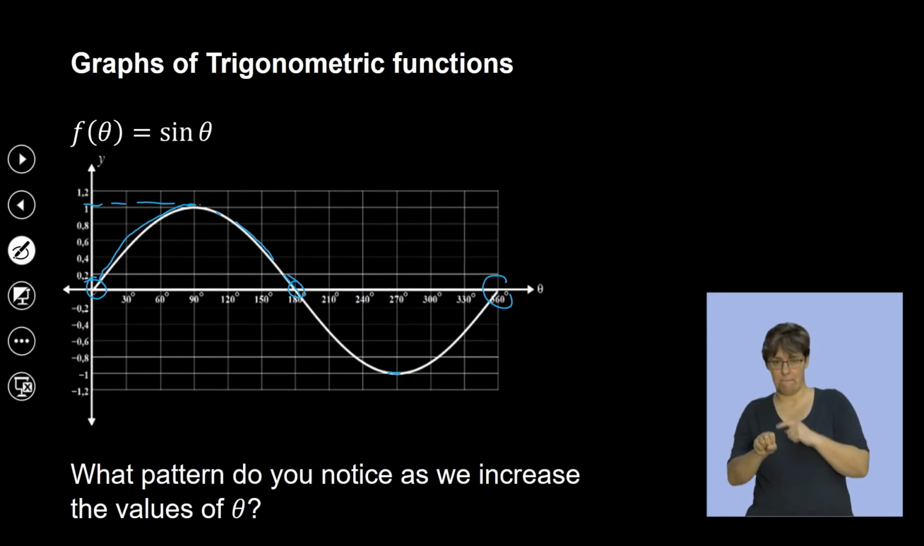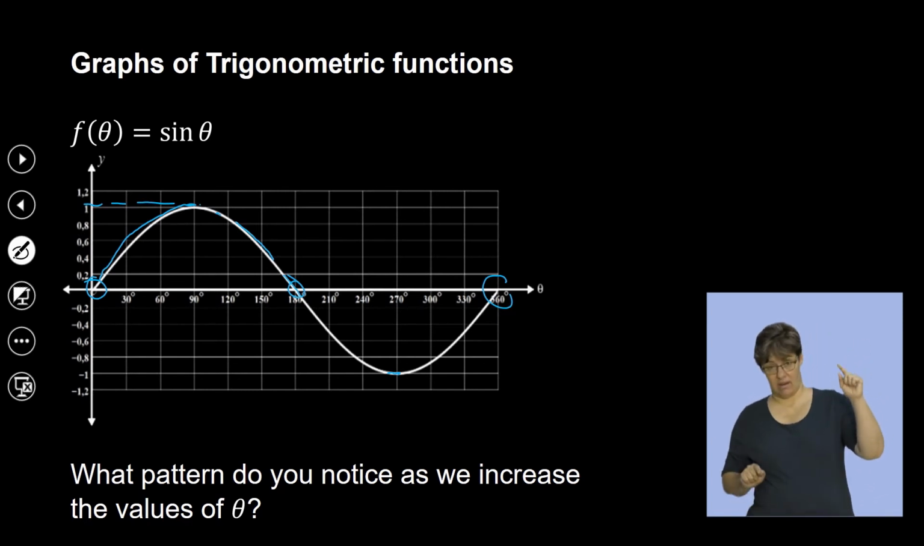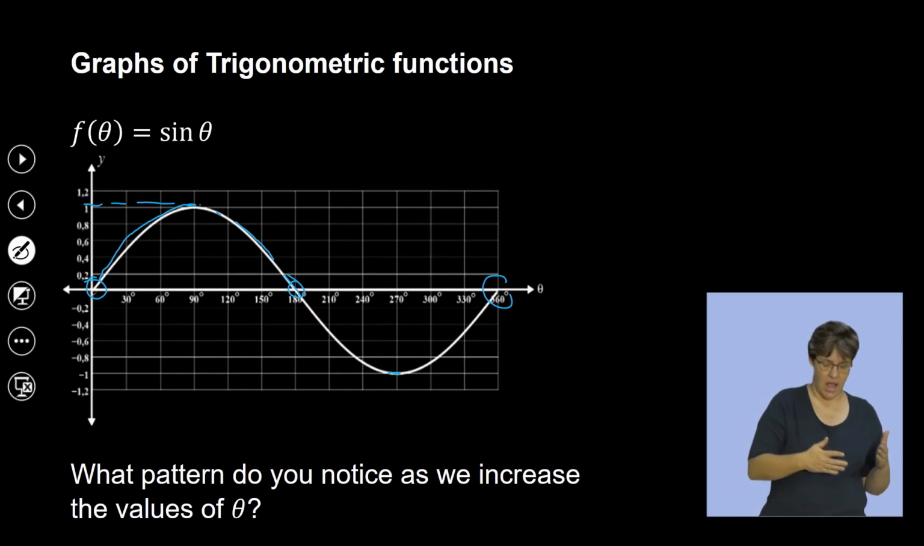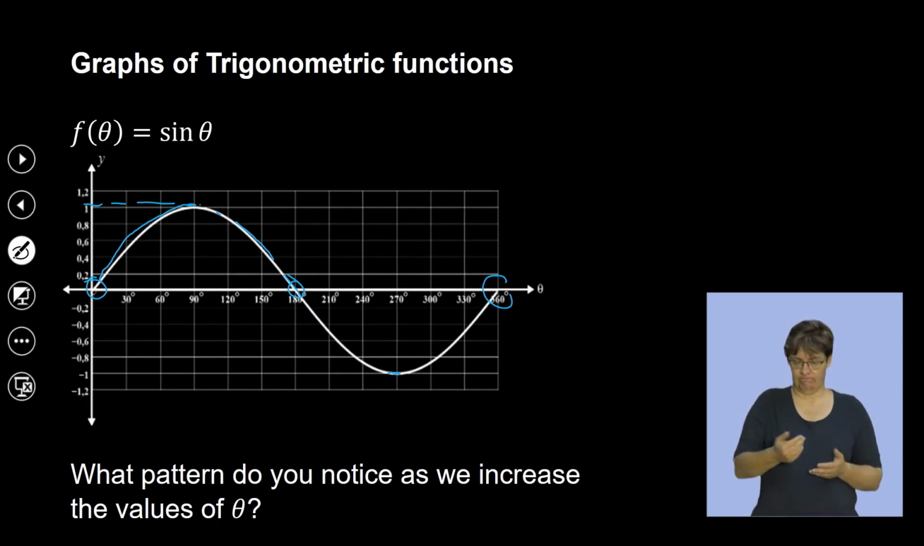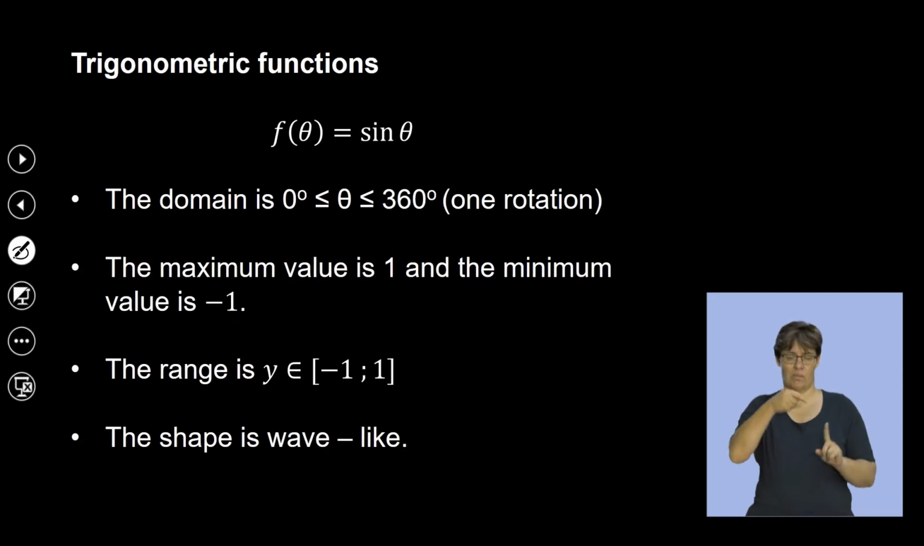From, as I said, the maximum value is 1, minimum value is -1. So between 1 and -1, that's where our range is going to be. Why? Because that's where it starts and that's where it ends, and that's where it is defined. So what pattern do you normally notice if we were to increase the values of theta? You can see that it is fluctuating. It's going up, it's going down, it's going up again. So that's the pattern that you will need to talk about there, right?